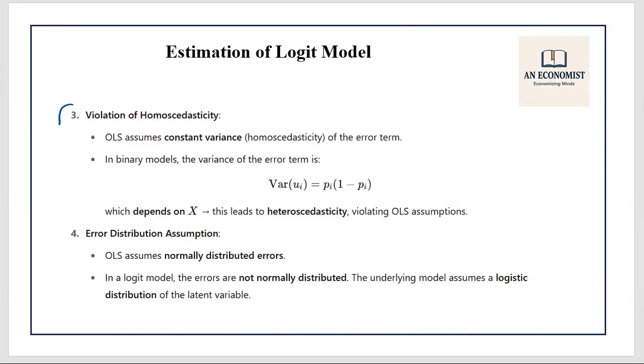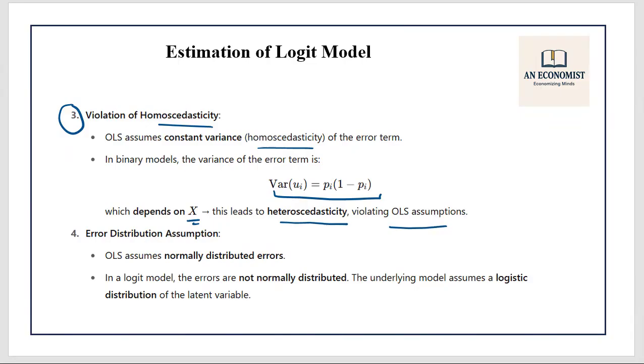The third point will be the violation of homoscedasticity. When the dependent variable is binary in nature, or it is discrete, it can take only discretely many values, it is categorical in nature, then this assumption of homoscedasticity is also violated. The variance will take this particular form, which purely depends on the value of x, and it will again lead to heteroscedasticity. If heteroscedasticity is present, then the OLS assumption will again be violated.